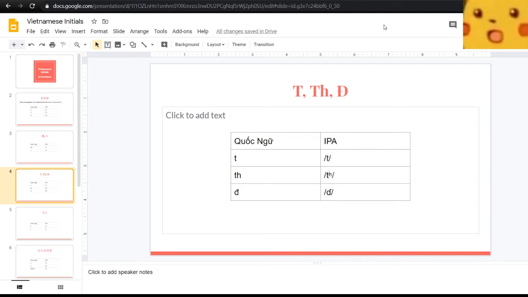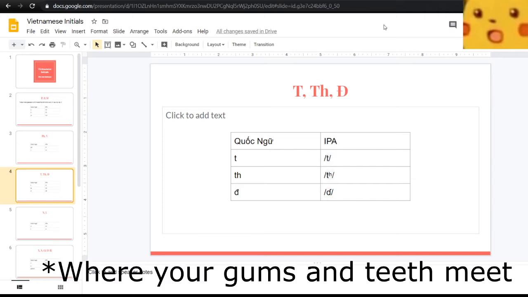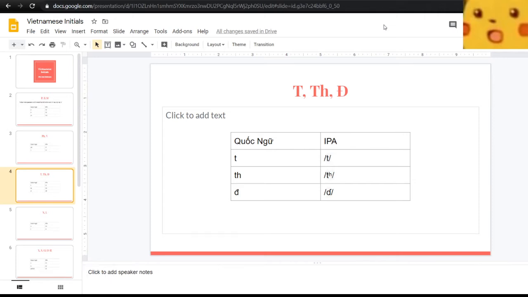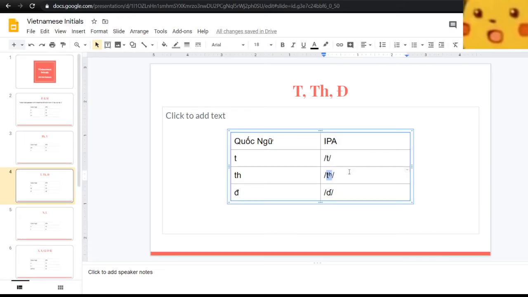Tha, tha, tha. Now, the difference between this and the English T sound is that your tongue will be a little bit further back in the mouth comparatively. So it's going to be on your alveolar ridge rather than where your gums and your teeth meet. Now, an example of this would be in the word thế, right? Thế, làm gì thế, right? And you will have this aspiration, and that's what this small h stands for, right? And that's why it's very similar to the English T. If you say the English T, no one's going to bat an eye.